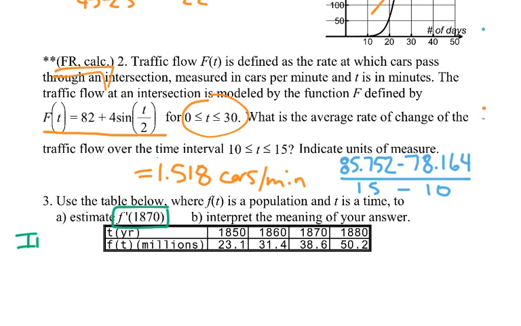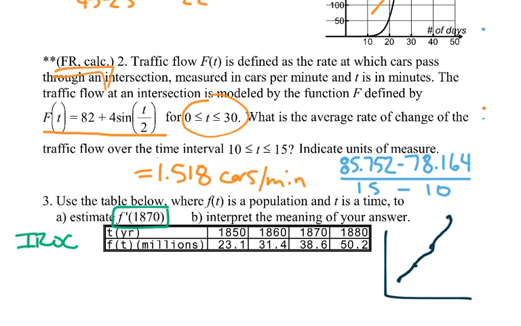So what they're saying is this population starts out in 1850 at 23.1 million. In 1860 it grows a little bit to 31.4 million. Then it's at 38.6 million, and then it goes up to 50.2 million. And we don't know exactly how that population is growing, but we know that it's definitely not linear. So it's some function that looks like that. We're not given an equation, so we don't know exactly what it looks like.